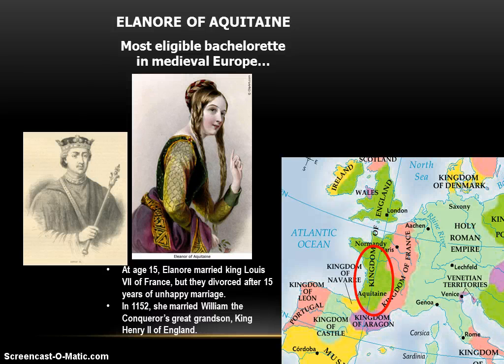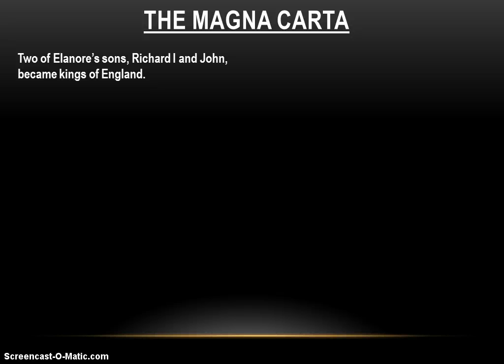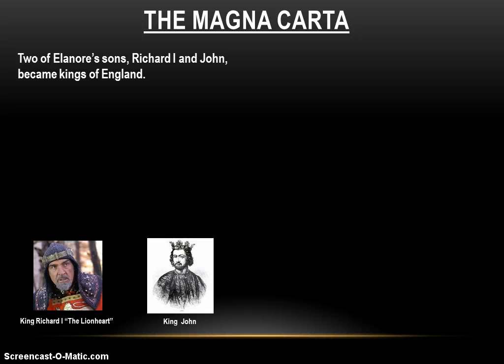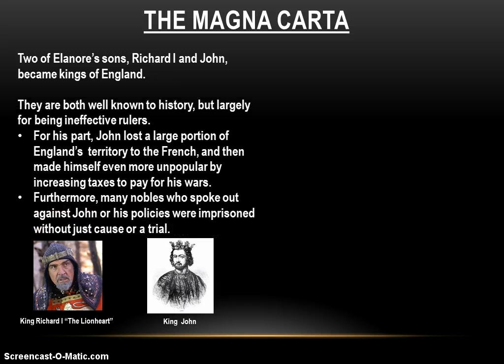And Eleanor will give birth to 8 more kids. That's 11 total, by the way. And 3 of those kids, sons, will all become kings of England. And 2 of those sons, Richard and John, would become two of England's more famous kings, although not necessarily for good reasons. King Richard is known mostly for the role he played in the Third Crusade. We'll see him a little bit later on in another session.